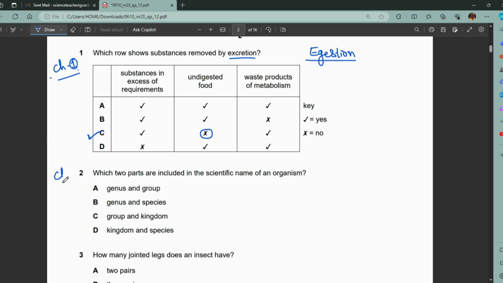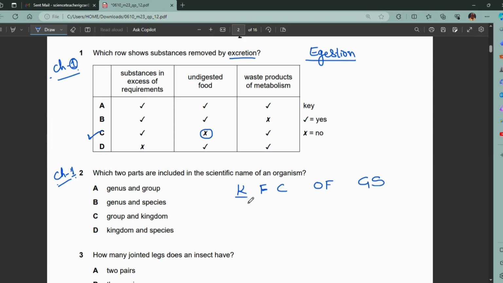Moving to question number 2, again this belongs to chapter 1, right? Which two parts are included in the scientific name of an organism? So let's see. Remember this: KFC of Gaikwad Sudarshan, right? So that we have here KFC of GC, if you are very much fond of KFC food. So this is very easy to remember, right?